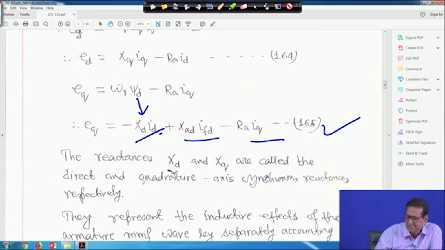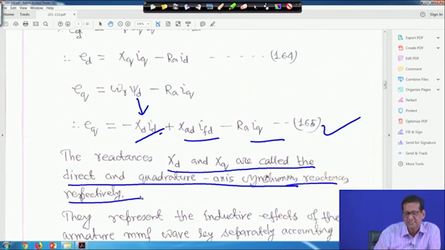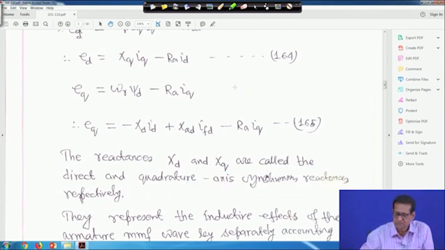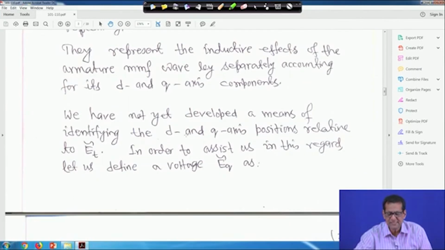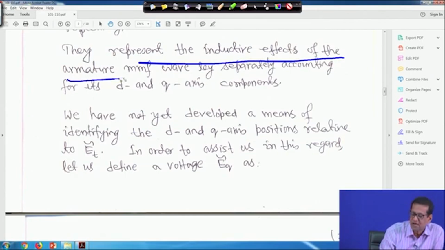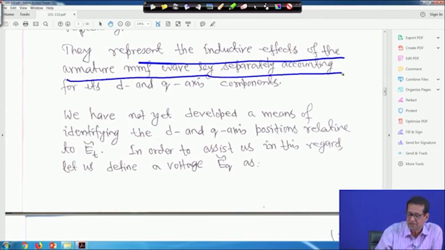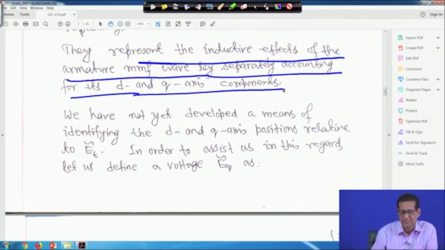Now, the reactances XD and XQ are called the direct and quadrature axis synchronous reactances respectively. So, XD is the direct axis and XQ is the quadrature axis synchronous reactance, right. A little bit of exercise: just put this psi d expression previously derived and you will get this one. Now, they represent the inductive effects of the armature MMF wave, by separately accounting for its D and Q axis components, right. This is what XD and XQ are.